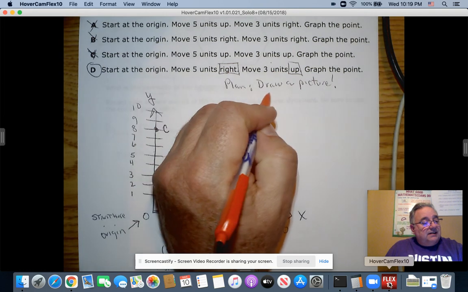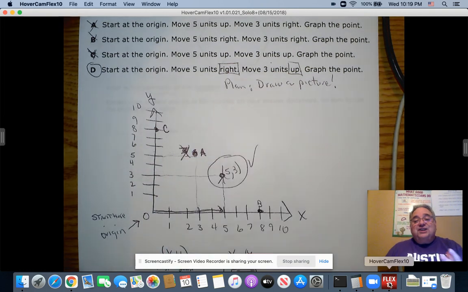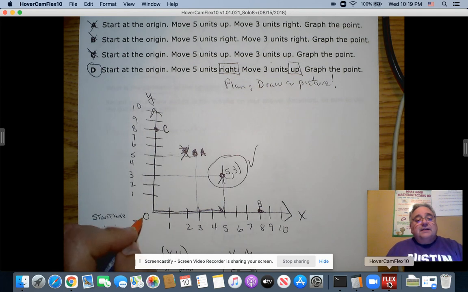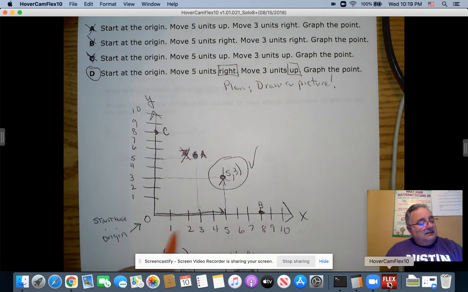I got a plan: draw a picture. You know me, I love pictures. I love to see it. So I went ahead and drew it out. Now, I remember that the number line in the graph always starts at (0, 0). So I made sure I had my origin. It always starts here. Then I drew my line out here and I did it up to 10 because I didn't know how far I was going to go.